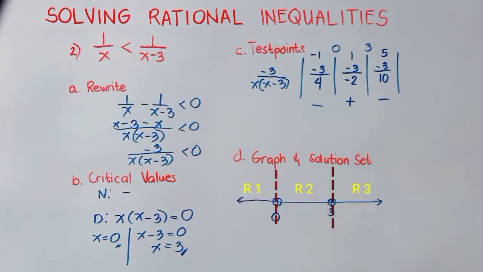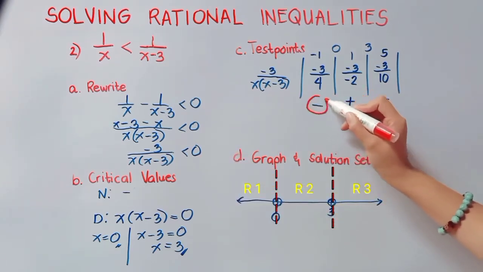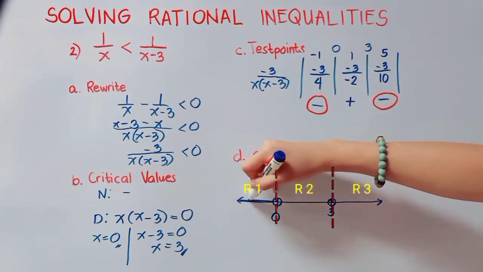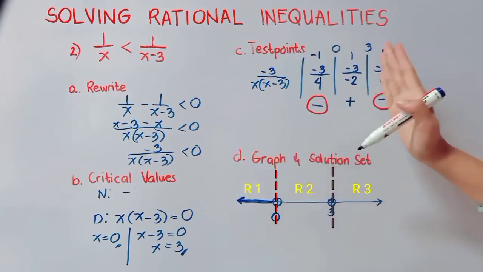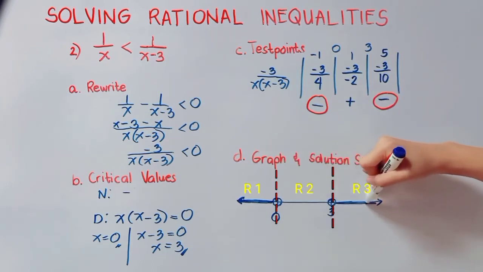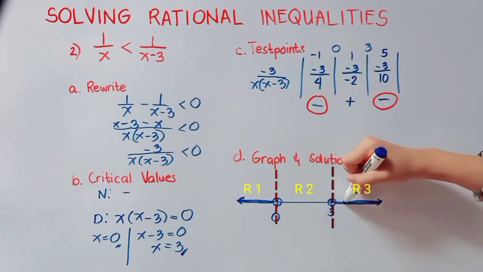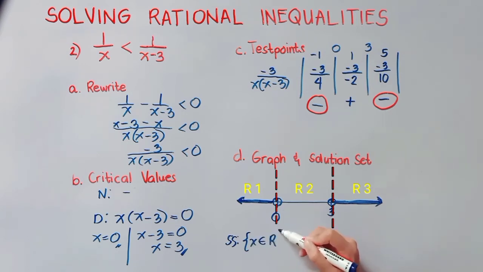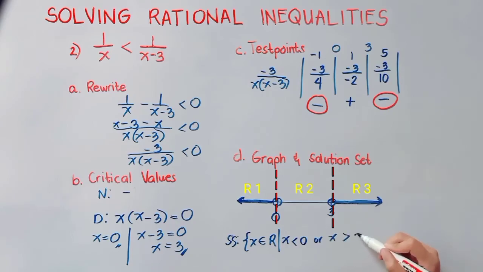Now looking at our given, that is less than 0. So we are looking for negative values. Therefore, our solution are region 1 and region 3. In our line graph, we will simply shade region 1 and region 3. Therefore, our solution set here is x is an element of real numbers where x is less than 0, or x on the other region is greater than 3.